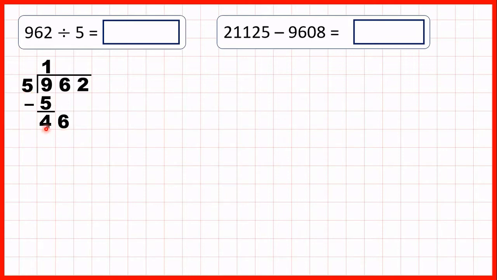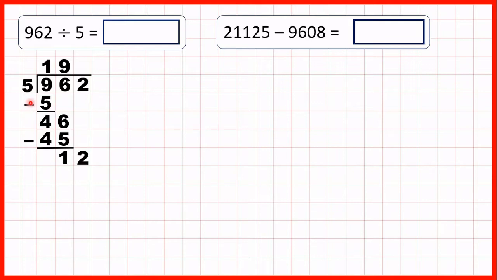Now the closest number to 46 in the 5 times table, which is still less than 46, is 45. And because 45 is 9 times 5, we write 9 in our answer line. Now we need to subtract and bring down again. 46 minus 45 is 1, and we can bring down the 2, so we have 12 divided by 5.